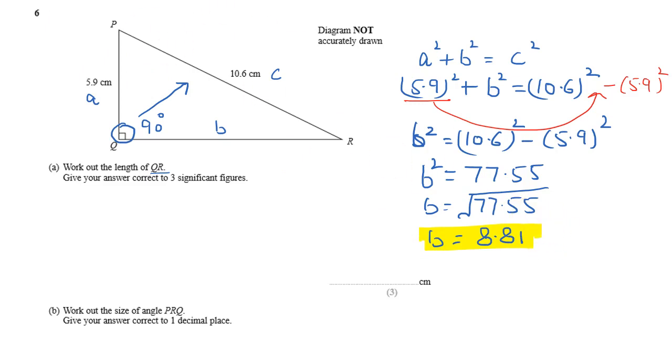And you can write centimeter here because it's given in centimeter. It's always written centimeter, so you just write your answer here, 8.81, 3 significant figures.